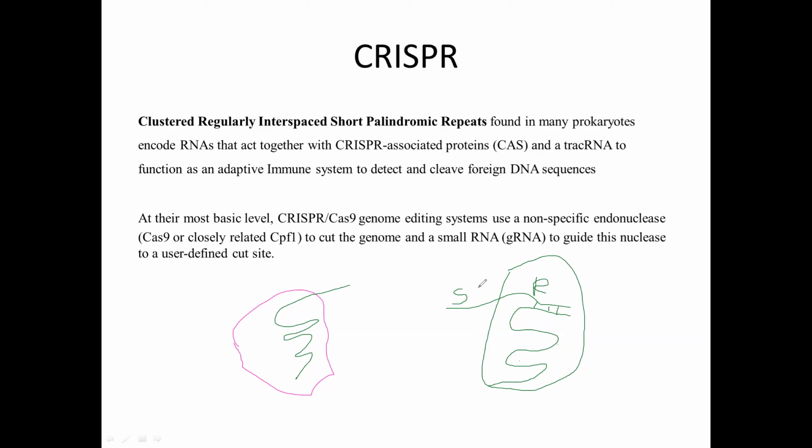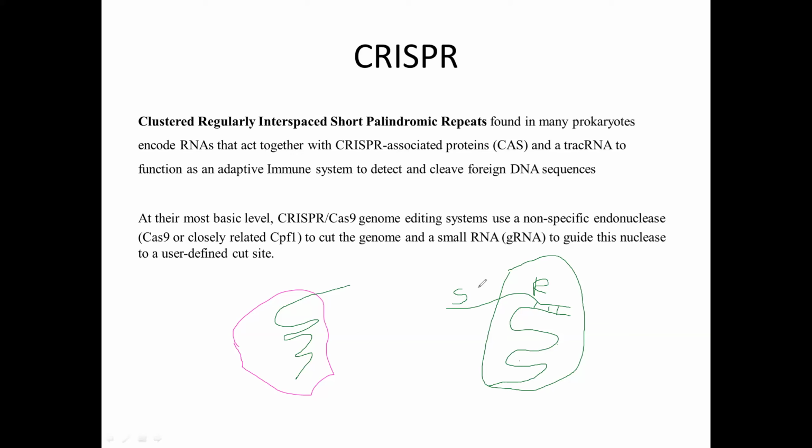That's what Jennifer Doudna did, and that's why they got the Nobel Prize. They were able to knock out the GFP gene in human cells. So that shows that you can target any gene just by changing the 20 base pair stretch.